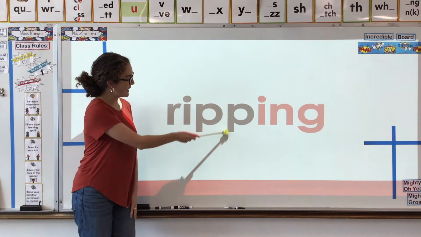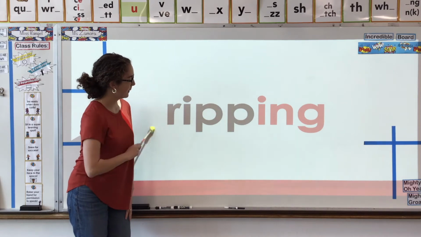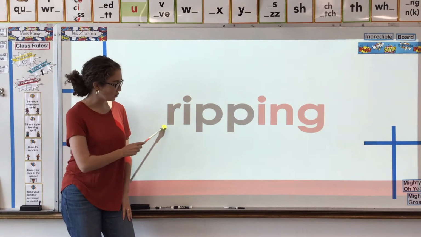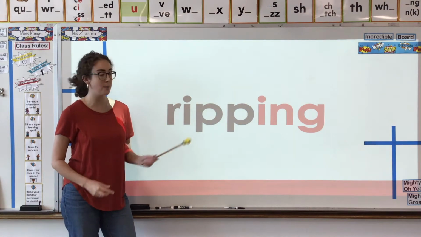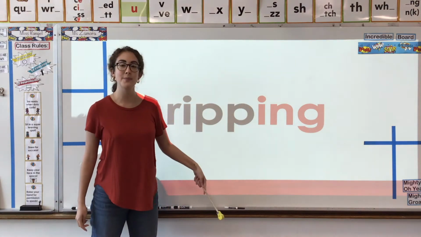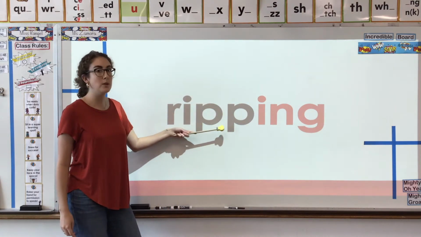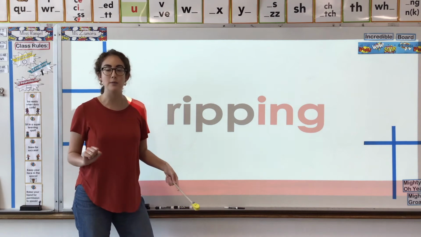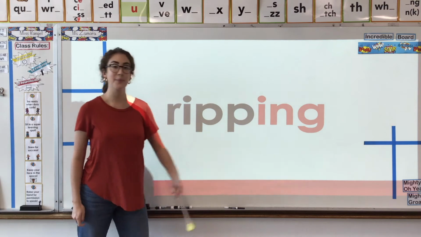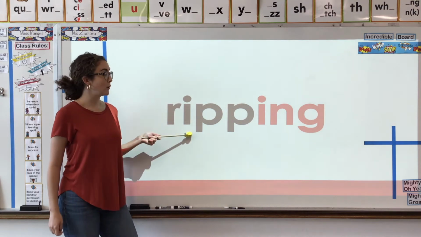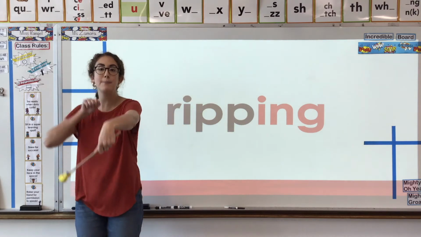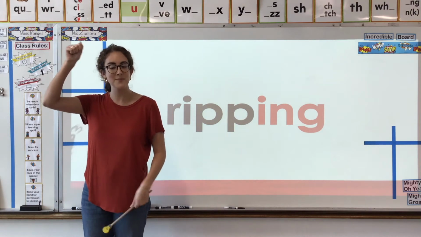Where is our base word? Rip, rip. That's our base verb right here. And look, we added our ing ending. And if we see double letters, they're just going to say one sound. So can you read this? Ripping, ripping. I am ripping the paper right now.